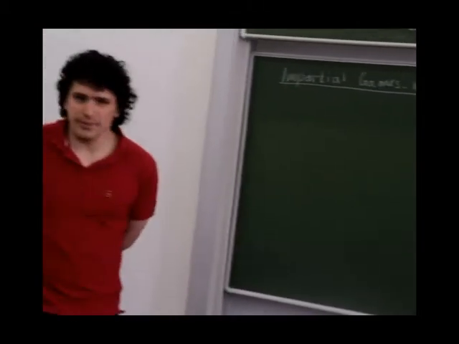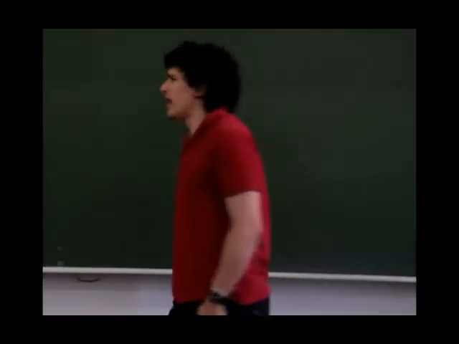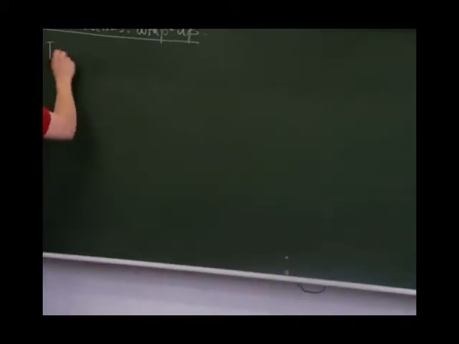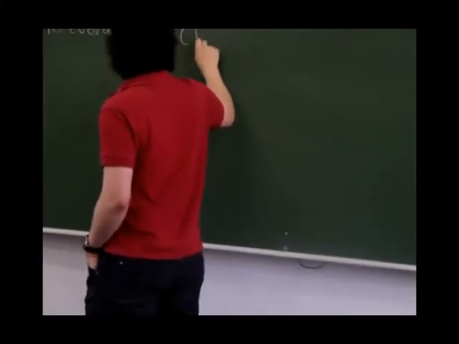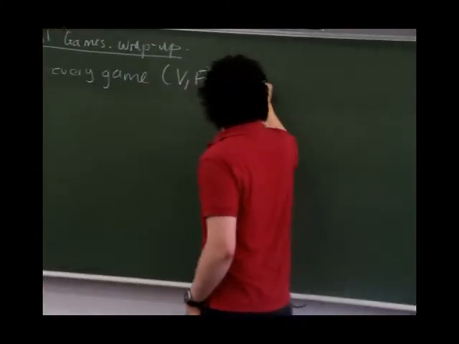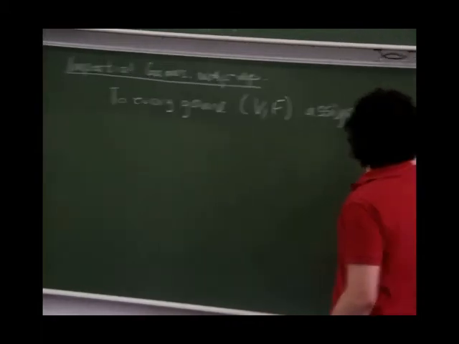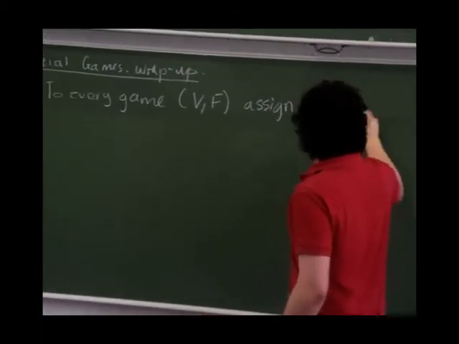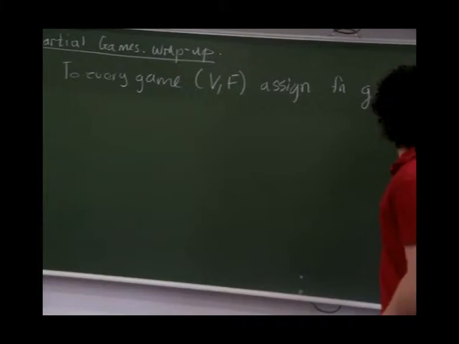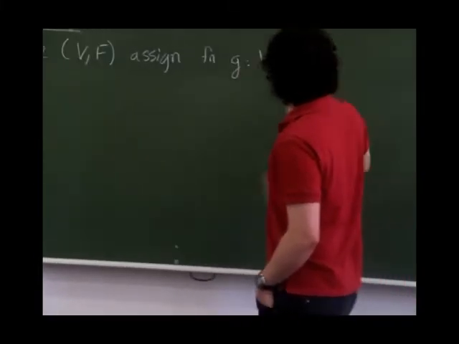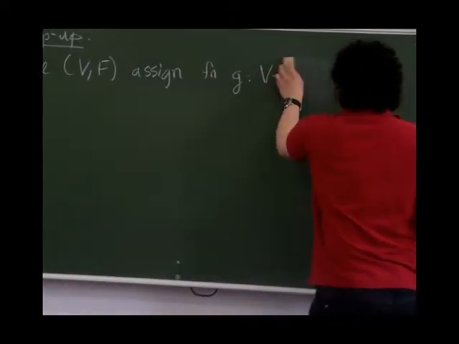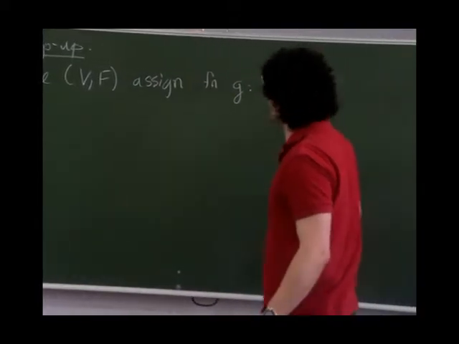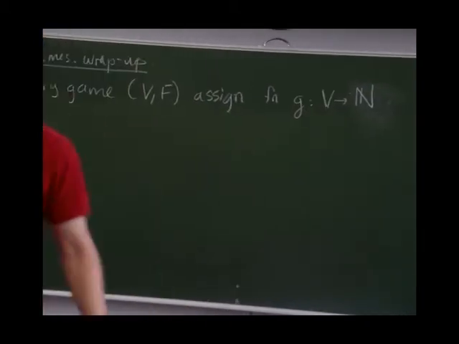Okay, let's wrap this up. The first thing we did was we assigned to every game a function g that maps to the natural numbers. This was our Sprague-Grundy function.